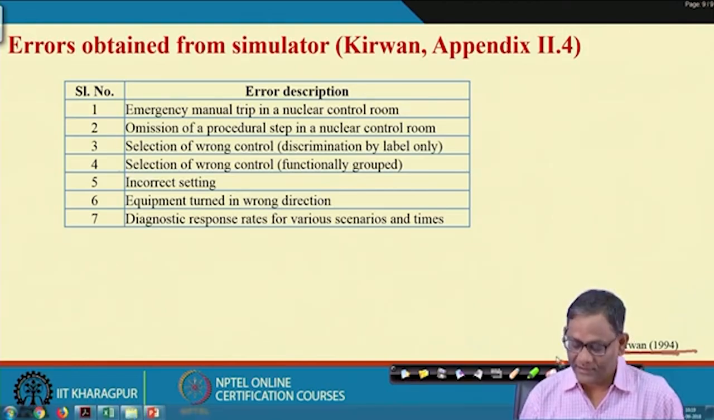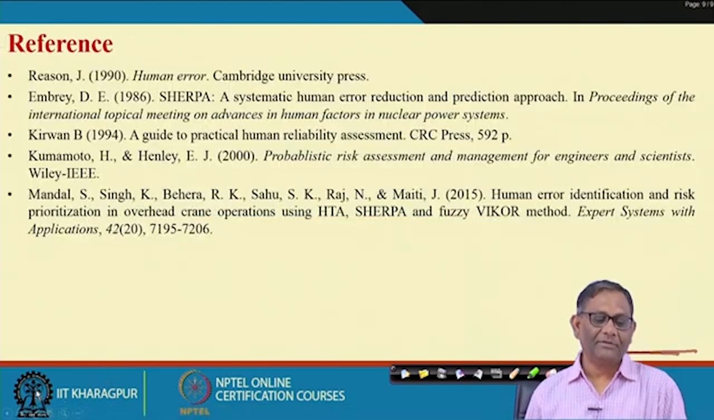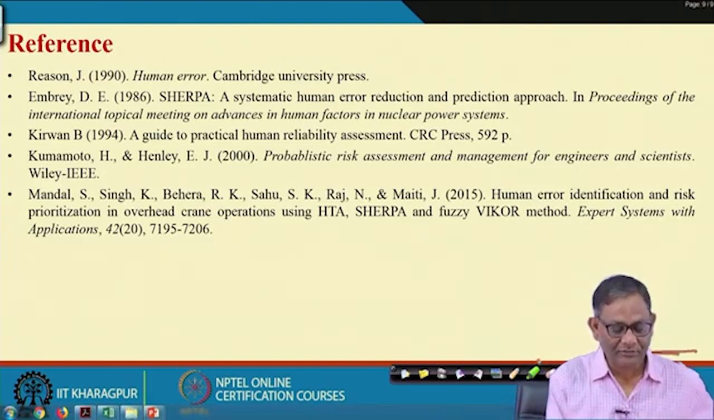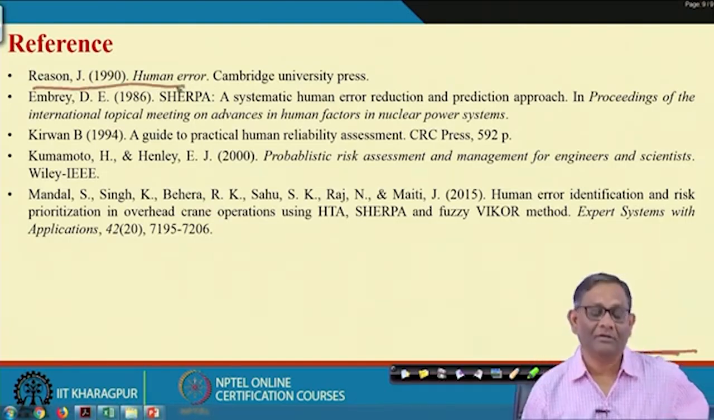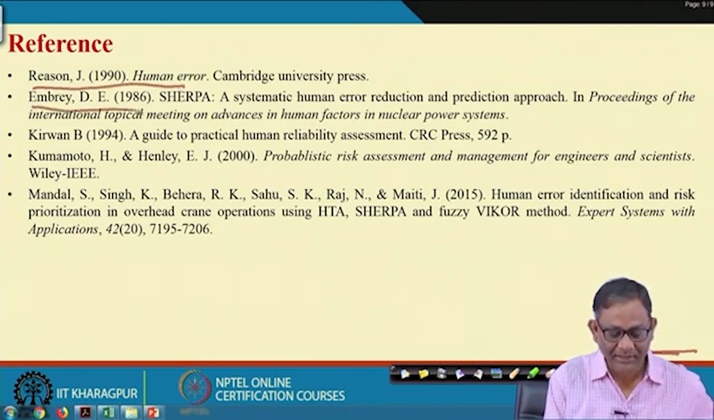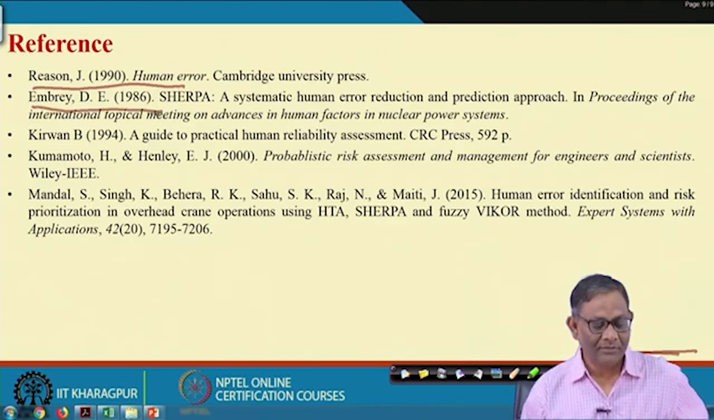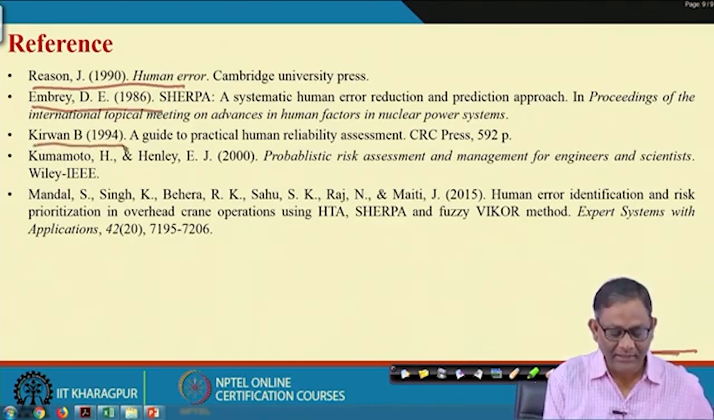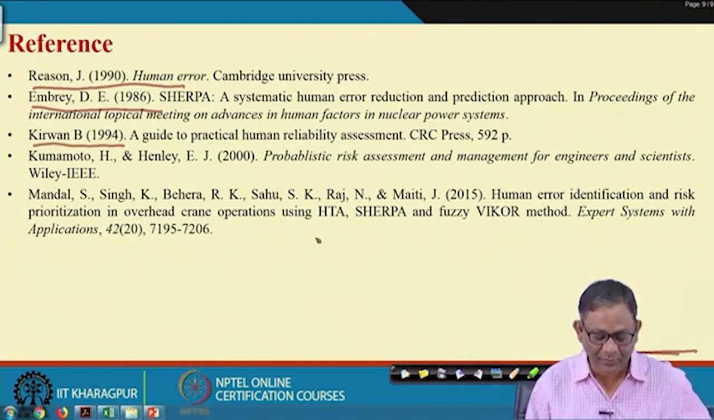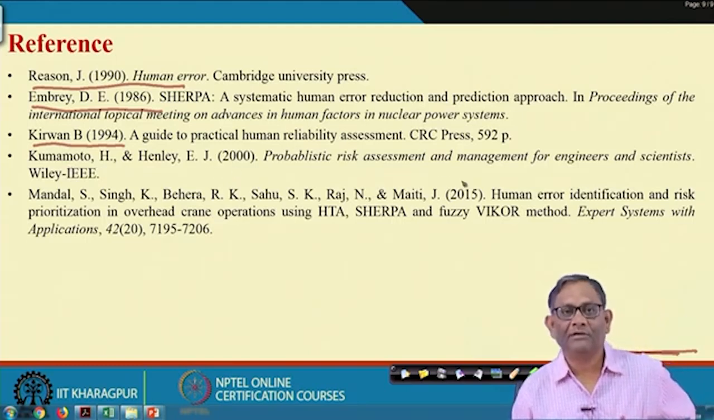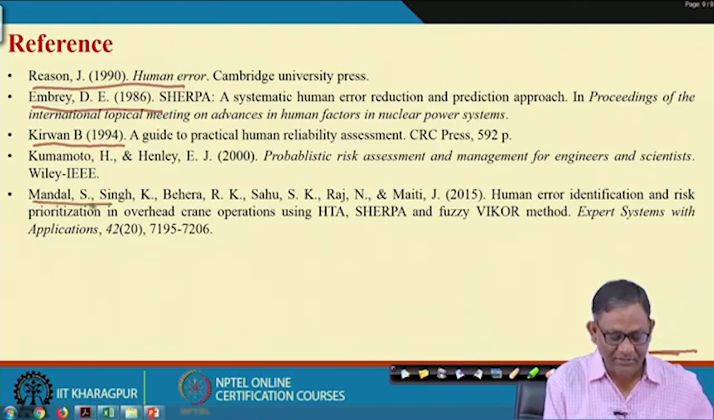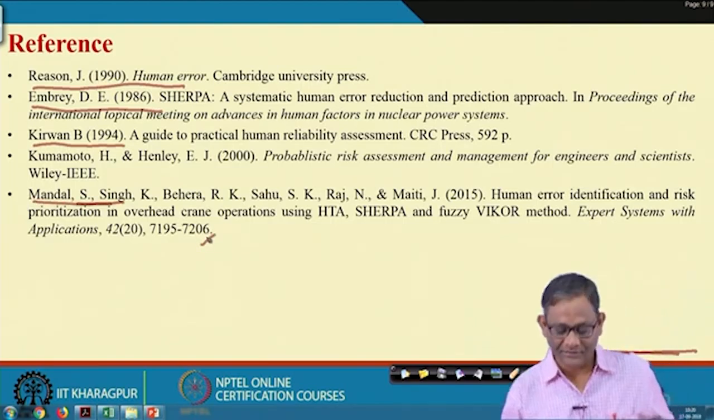Okay. So, finally, I will show you the references we have basically gone through. In my last two lectures, I told you that Reason's Human Error was the main book. And today, for SHERPA, Embrey is a very good material. Then Kirwan 1994, for overall human reliability analysis and understanding many of the techniques, is a very good book. Kumamoto and Henley also have given one good chapter on human reliability analysis, and the case study I have shown is a part of this paper, which is basically our paper.